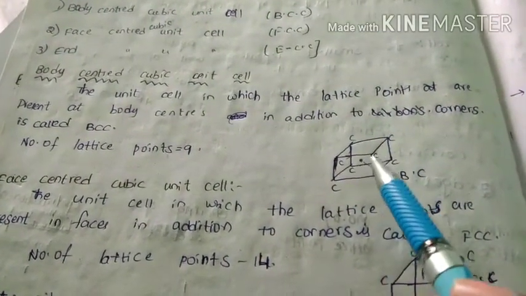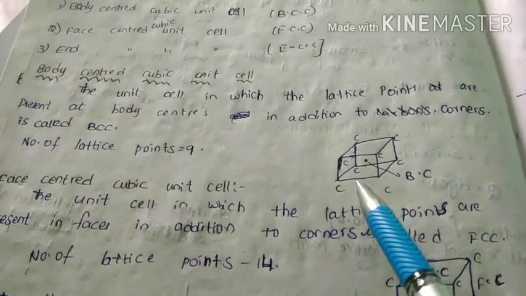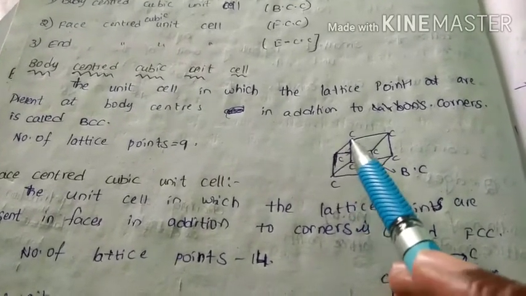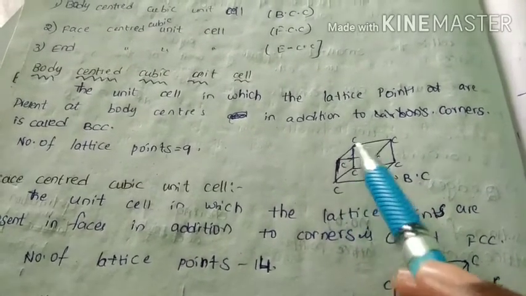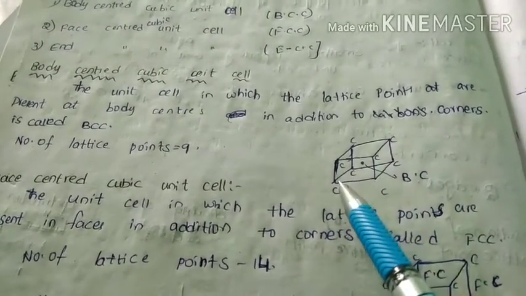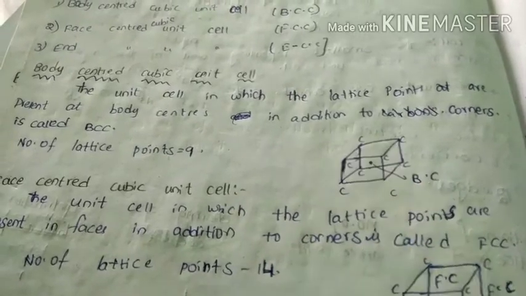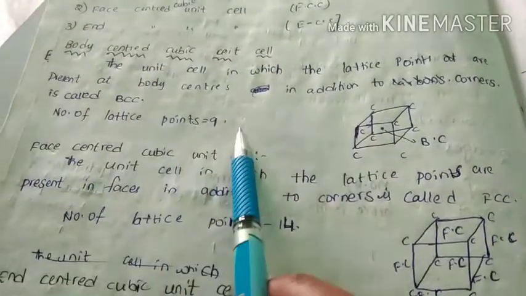See, this is the structure of body centered. 1 2 3 4 5 6 7 8. 8 corners, and this is the body center. Total number of lattice points 9.